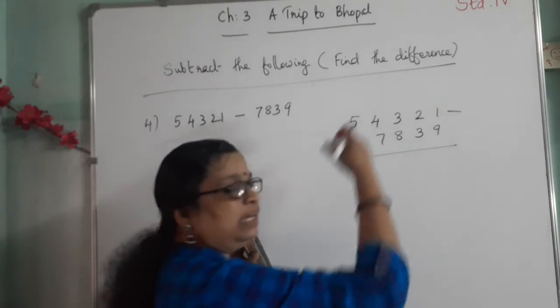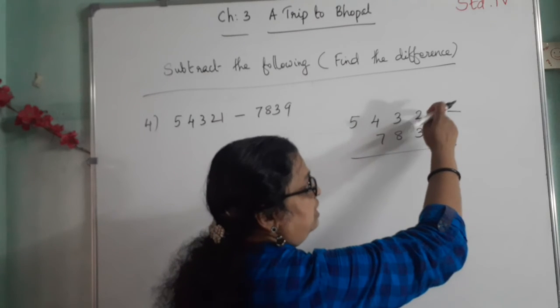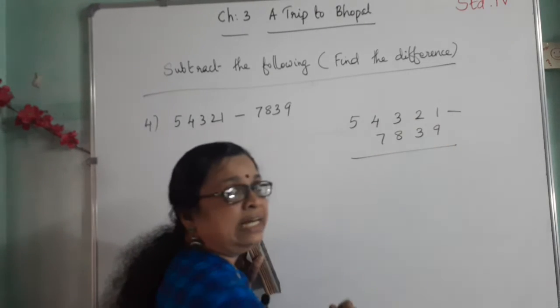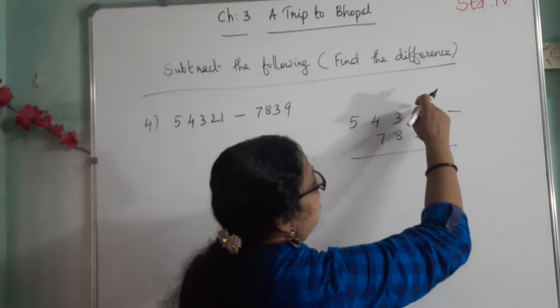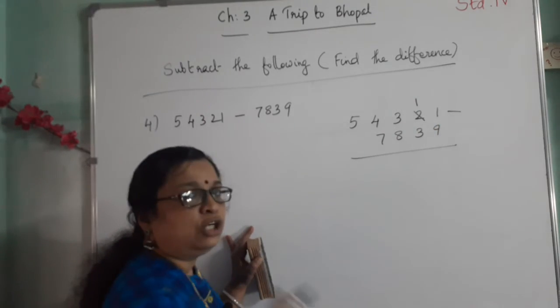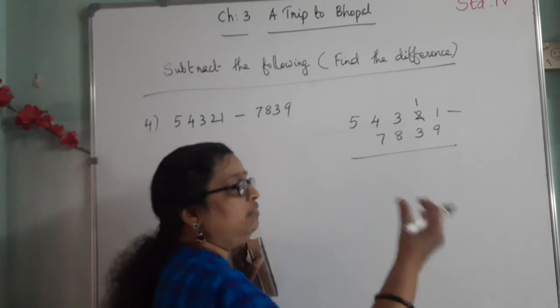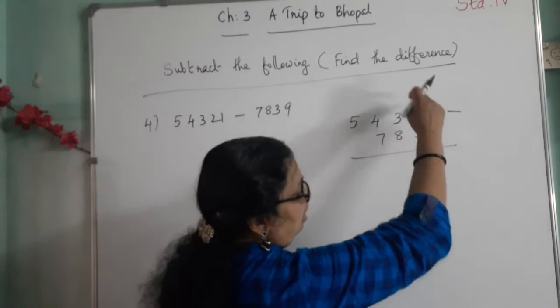So from the next place, from there you borrow. Here 2. 2 means which place? 2 is in the tens place. So 2 tens are there. It gives 1 ten. So this 2 becomes the preceding number, that is 1. 2 minus 1, 1 we get.